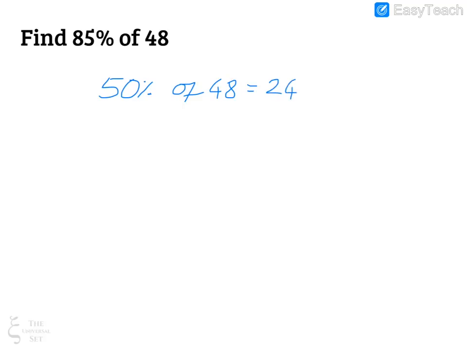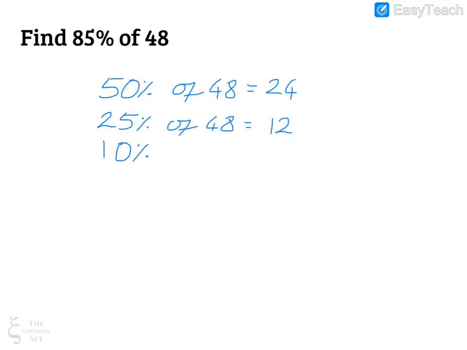Should we work out 25% as well of 48? That's going to be, well, that's half again, isn't it? We can halve it and halve it again, so that'll be 12. And now if I were to add these together, that would give me 75%, wouldn't it? Whereas I want 85%. So let's add on another 10%, shall we?